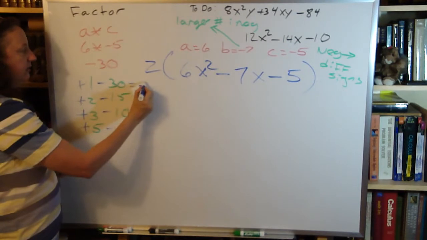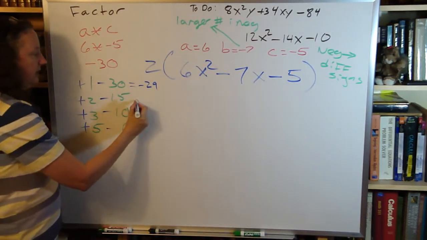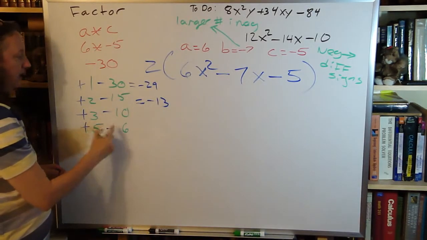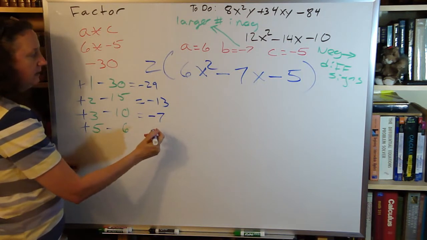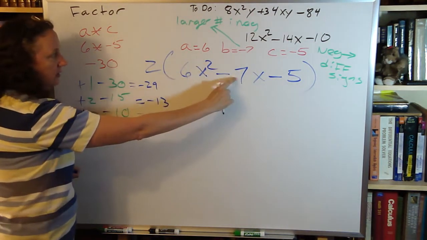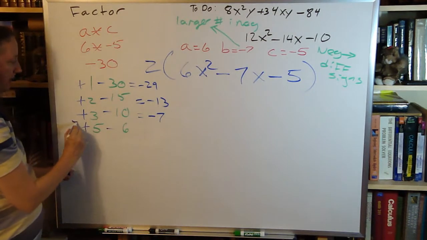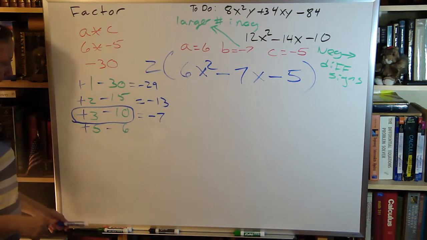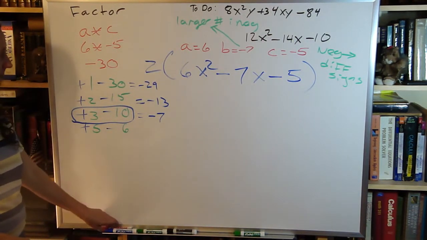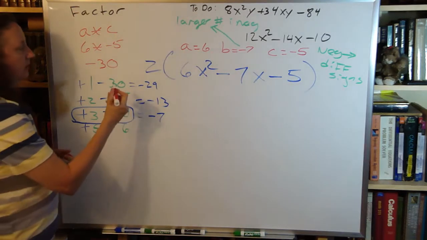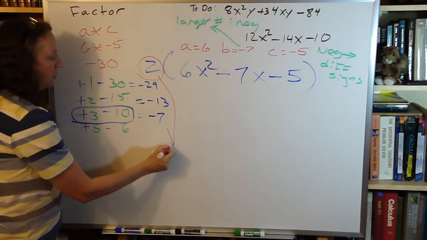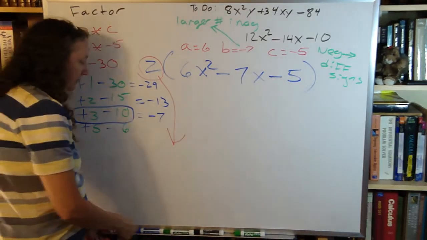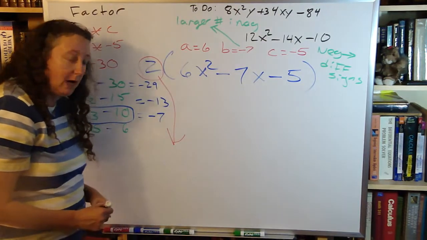So I have 1 minus 30 is negative 29. 2 minus 15 is negative 13. 3 minus 10 is negative 7. Well, there's the number that I want, negative 7. So I am going to use 3 minus 10. This 2 here is going to be carried forward. I don't want to forget it, so I'm putting that arrow to say, remember this. But I'm going to ignore it for a while.